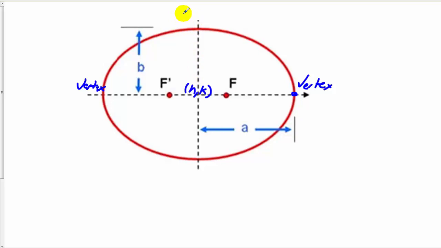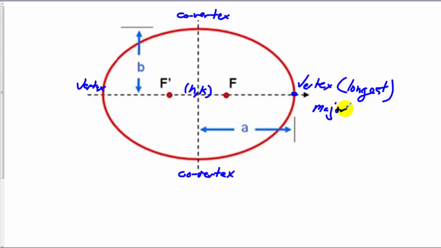Now, we're going to call this up here a covertex. Some books call it a vertex. I'm not a big fan. And this is also a covertex. And the distance from the center out to that covertex is b. The vertex distance is always the longest of the two. And we call the axis that's made up of the vertices the major axis. And that has a length of 2a. We call this other axis here the minor axis. And that has a length of 2b. The length from the center to a focus point is c.